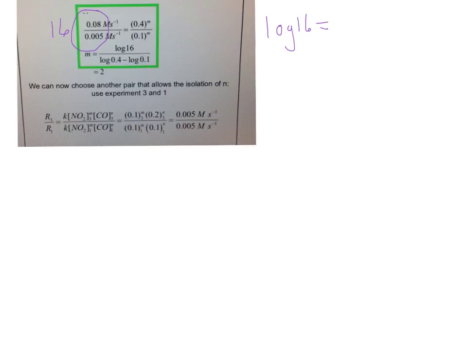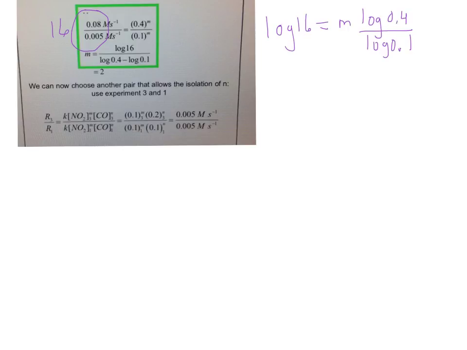And then over here, what I can write is m log 0.4 over log 0.1, okay? And so if I do that, then using the laws of logarithms, when we're dividing logs with the same base, it's the same as subtracting them.